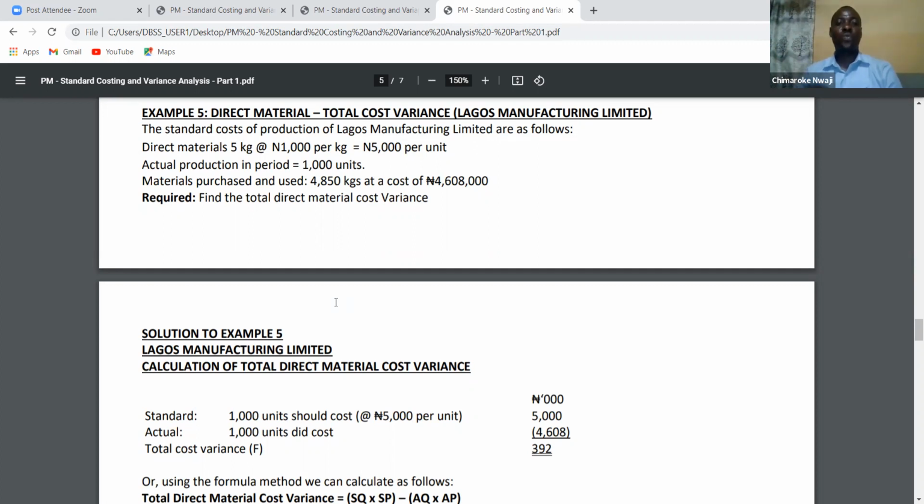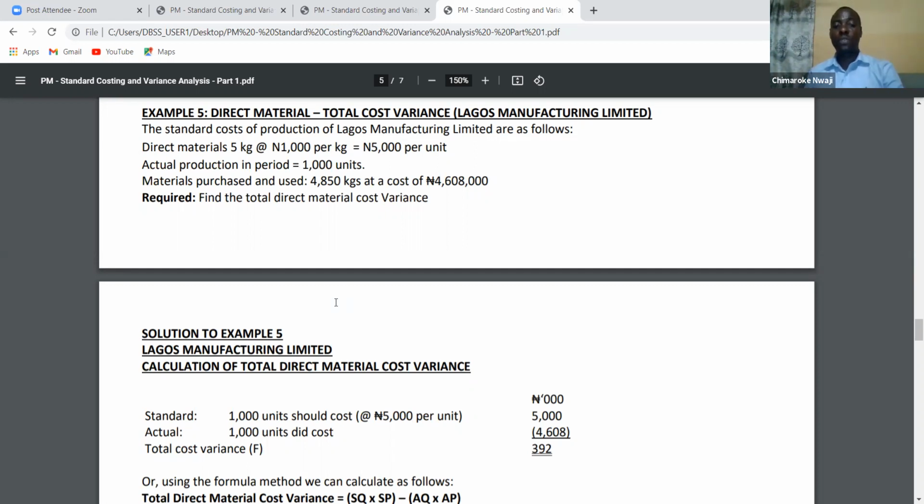Actual production is 1,000 units. Material purchased, we said it was 4,805 kg. And the total cost for those is 4,608,000. Now we are told to find the total direct material cost. How should we do it? Let's start with the standard. 1,000 units. Now that is your standard quantity for actual production.